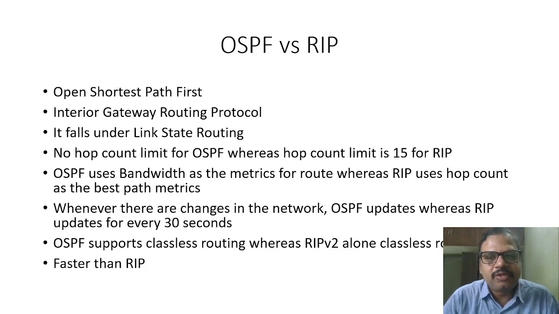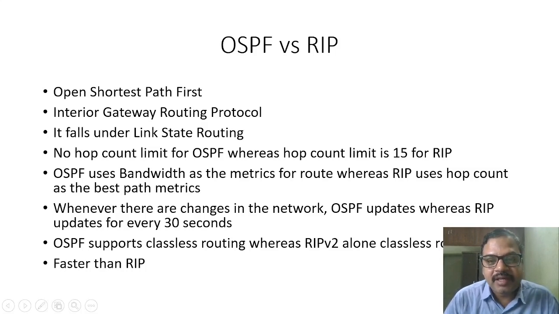So we have two types of routing protocol. One is exterior routing protocol and another one is interior gateway routing protocol. The protocols which we have seen till now, like RIP V1, V2, OSPF, EIGRP, all fall under interior gateway routing protocol. And particularly OSPF falls under the link state routing protocol, whereas RIP V1 and V2 fall under distance vector routing protocol. So let us see some of the differences between OSPF and RIP.